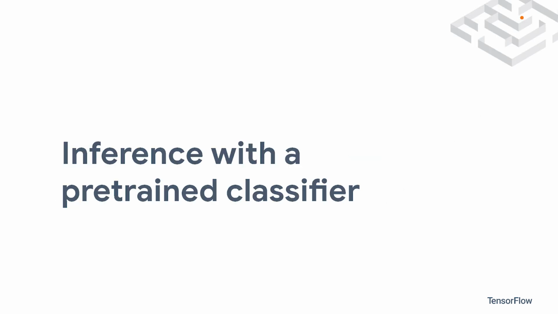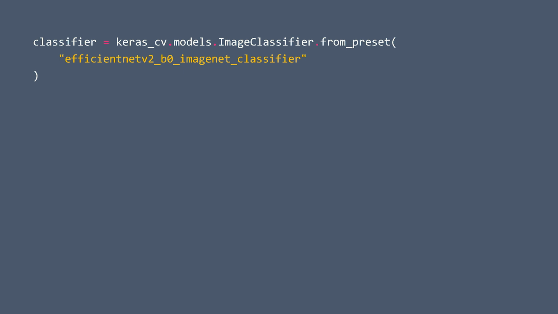First, basic inference. KerasCV offers a number of pre-trained backbone models, including EfficientNet, MobileNet, ResNet, and so on. You can find the complete list of backbone models in the GitHub link below. In this case, we just load the EfficientNet v2 model pre-trained on ImageNet datasets using the simple FromPreset API.